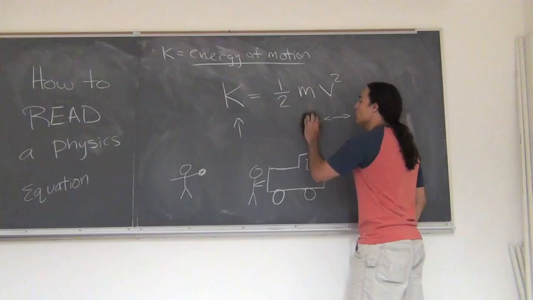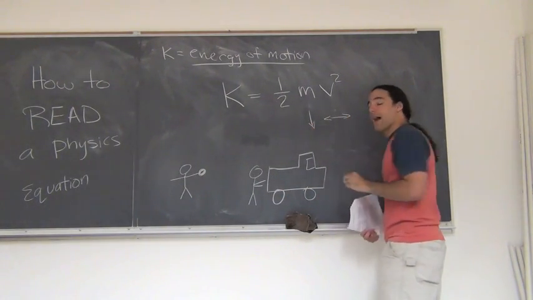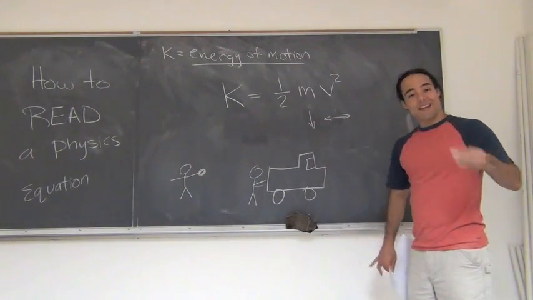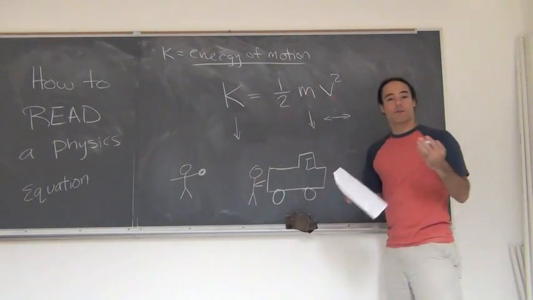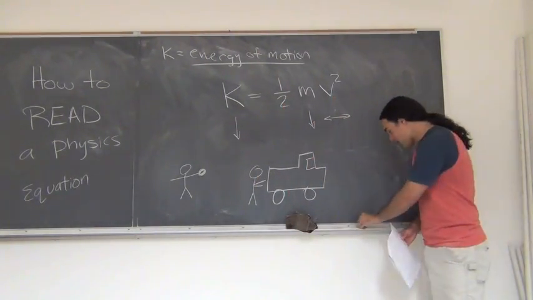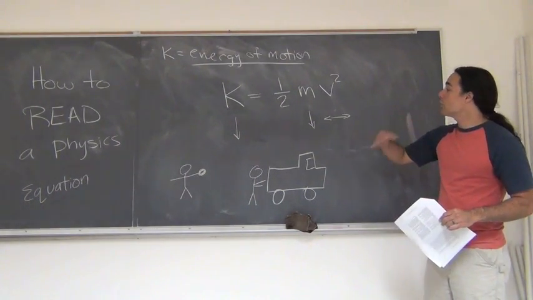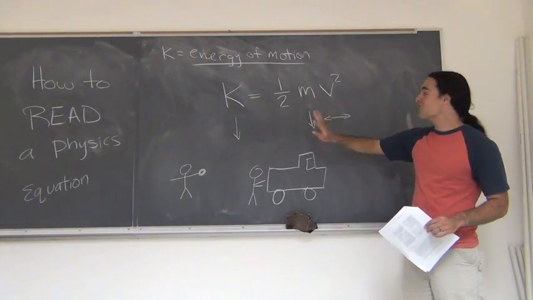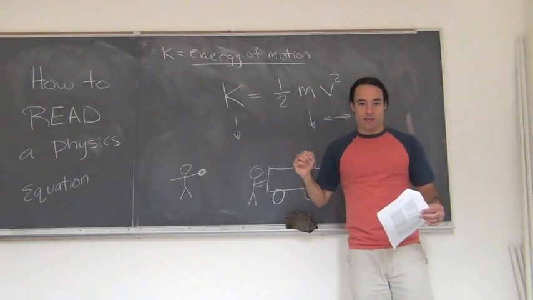Works in reverse too. If I make the mass or velocity smaller, say I make the mass smaller, my kinetic energy has to go down. I've got to have less energy for smaller masses. This is what I mean by reading an equation. You should be able to look at an equation and see, if I increase the mass, what happens to the thing on the other side?